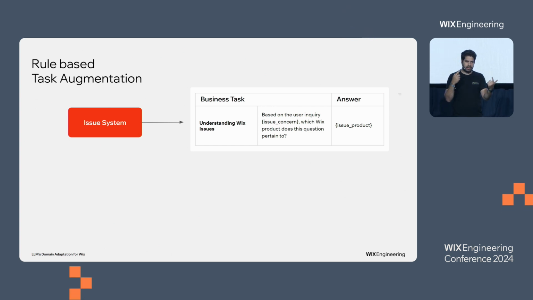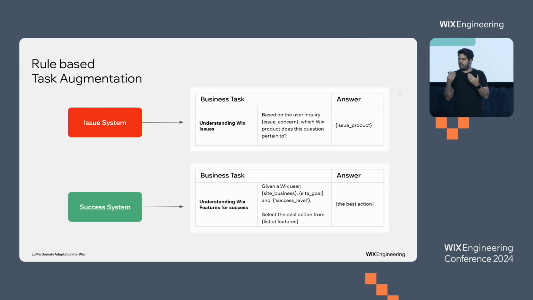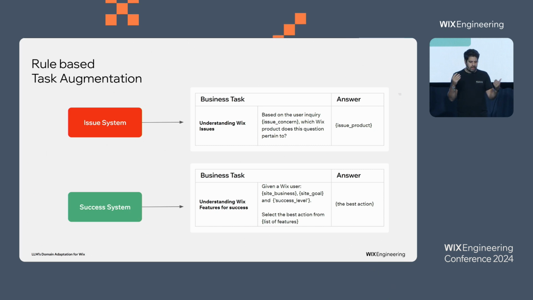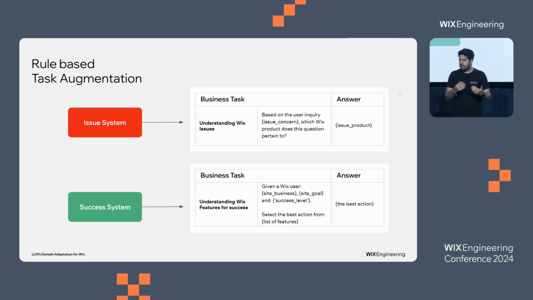Also to understand the relationship between issues and the product. Another very cool system that we have is the success system that recommends features for Wix. Given a Wix user that has a certain industry, a certain site, and given a list of features, which one is the best? We already have this labeled, because it was recommended and we saw what the user chose and whether it was successful for them. And we can also have the model train on this.